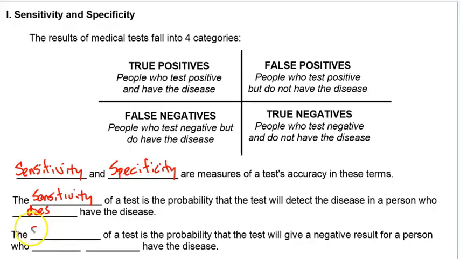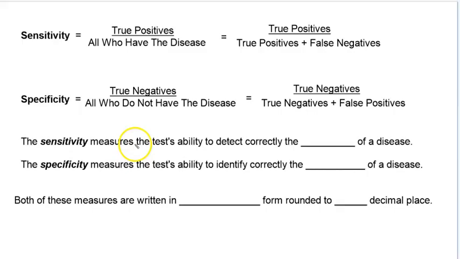The specificity of a test is the probability that the test will give a negative result for a person who does not have the disease. So, going to our next slide, the sensitivity measures the test's ability to detect correctly the presence of a disease. And the specificity measures the test's ability to identify correctly the absence of disease.